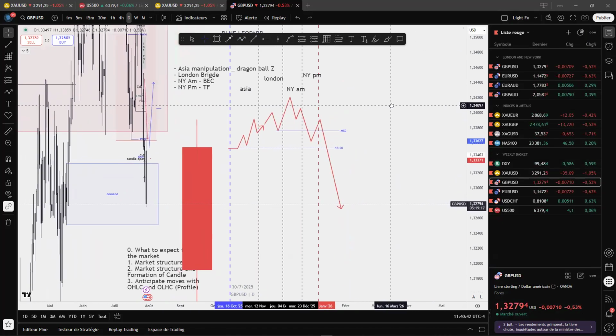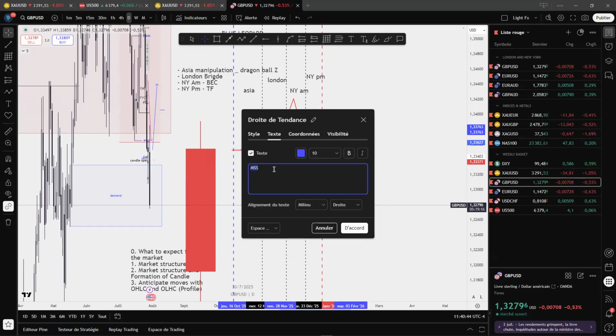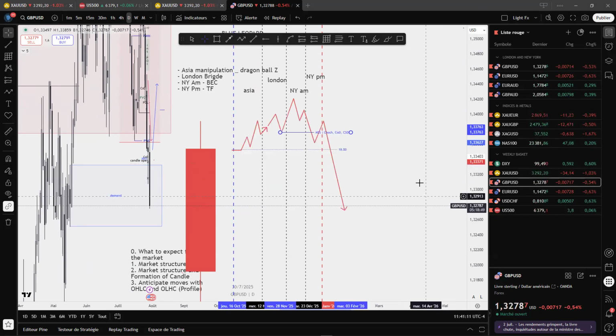Keep the market structure shift in your head, because market structure shift means CHoCH, like they call it, change in a state of delivery or change of character. You will find these names everywhere, but all they mean is that the market was going in one direction.